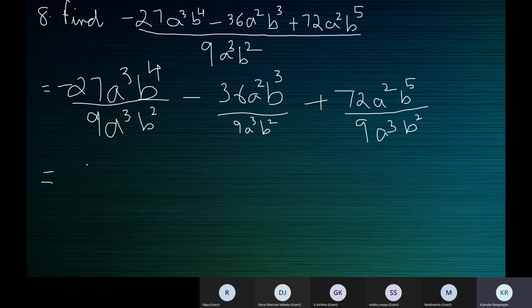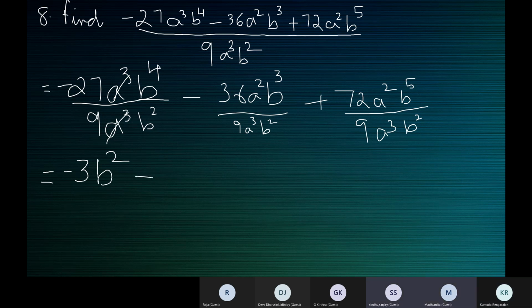Minus 27 by 9 is 3. A cubed by a cubed, they get cancelled. Sorry, meaning 3 minus 3 is 0, a to the power 3 minus 3, a to the power 0, which is 1. So it's minus 3 b square. The first term is minus 3 b square. Got this, children? Yes, ma'am.